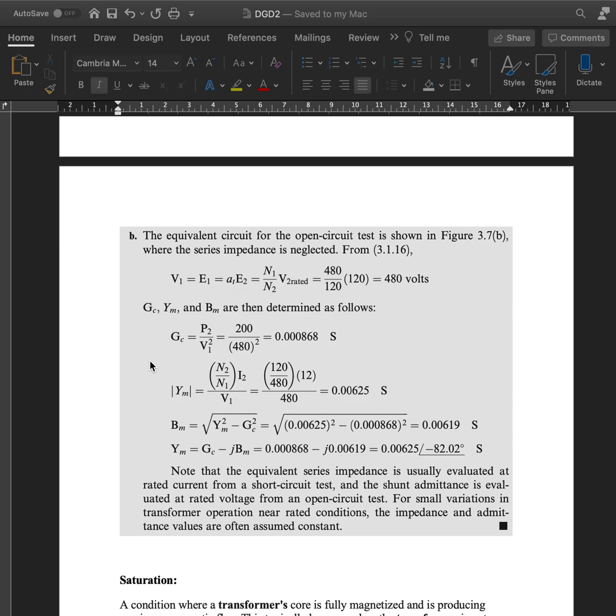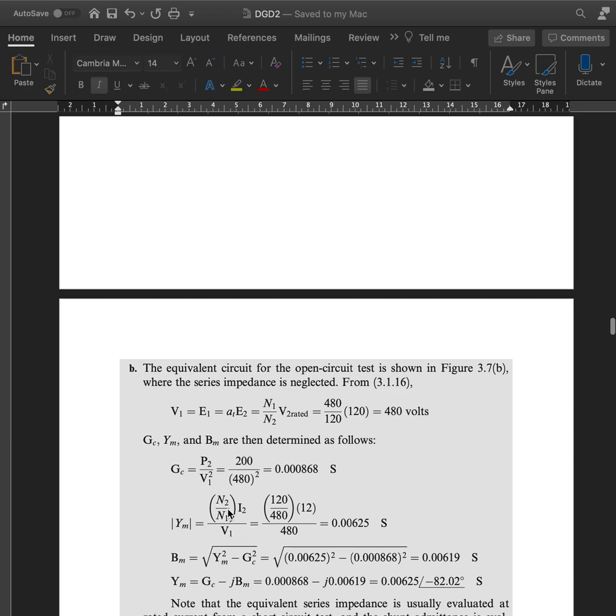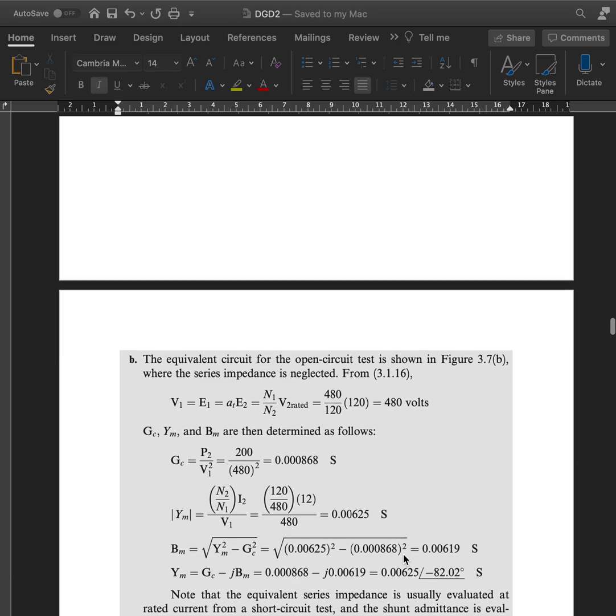However, for calculating Ym, which is the total one, it can be calculated as N2 divided by N1, which is 1 over 4, times I2. So it's basically I1 divided by V1 in other terms. But we don't know I1, so we have to put it in terms of N2 over N1 times I2. So 120 divided by 480 times 12 divided by 480 gives you 0.00625 S. Then we calculate Bm the same way as before, with Pythagoras theorem: the square root of Ym squared minus Gc squared, and you get this. And you calculate Ym in terms of Gc and Bm, and we get this.